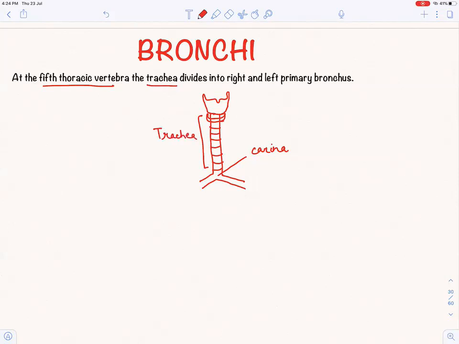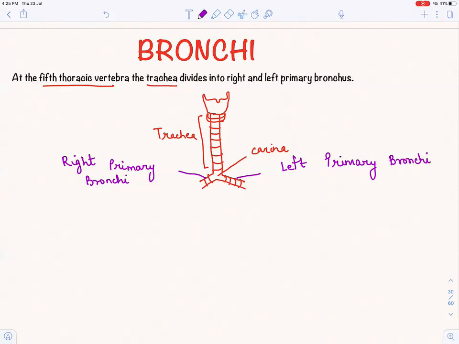It also has cartilaginous rings. Now these are the primary bronchi: this is the right primary bronchus and this is the left primary bronchus. There is a very little difference between the right and left primary bronchi.